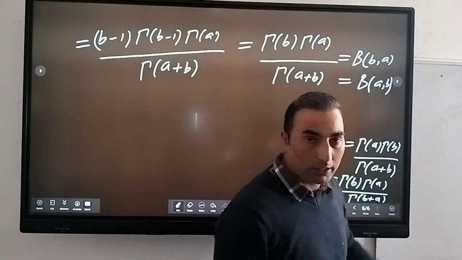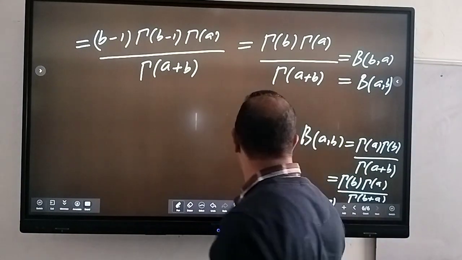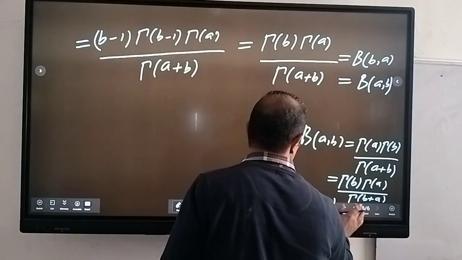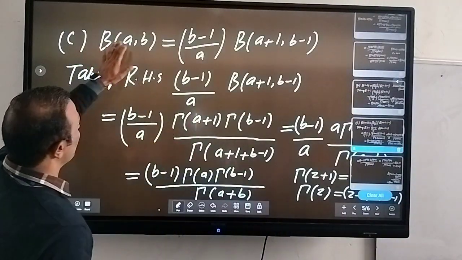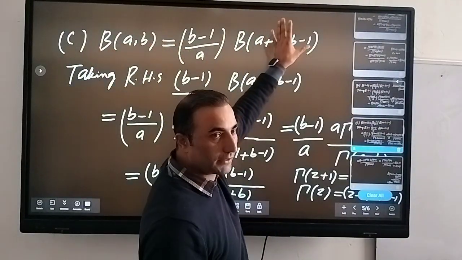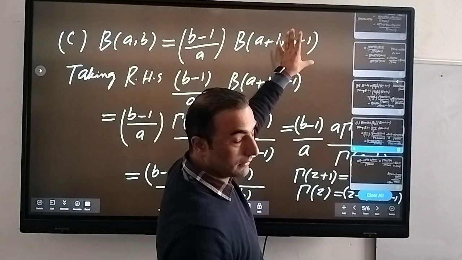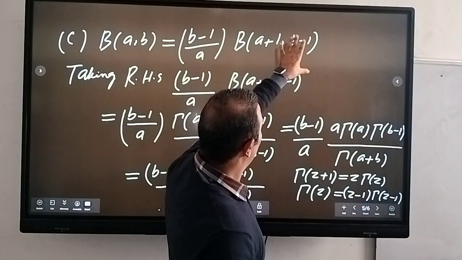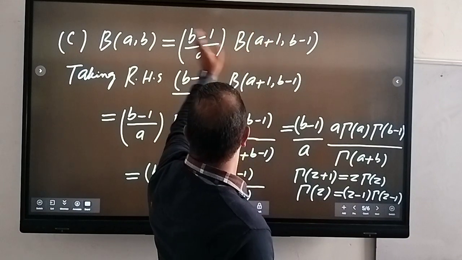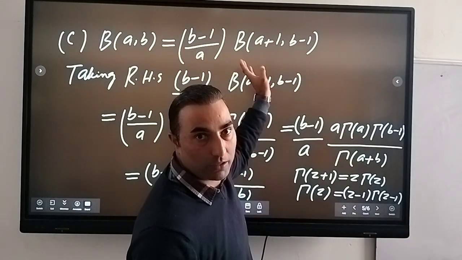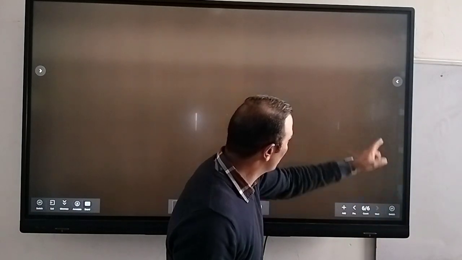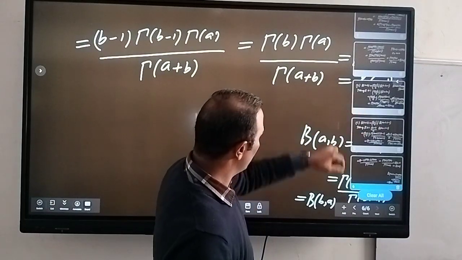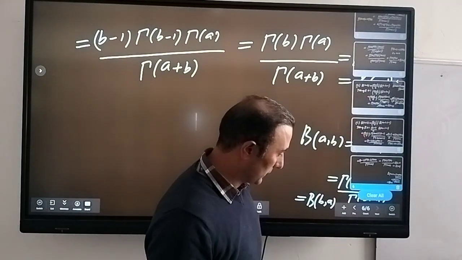But this is our left hand side. So what did we need to prove? If you check, we need to prove that beta of A, B equals this one. But we took this right hand side, and we proved that our right hand side is equal to the left hand side, that is beta of A, B. So this is what we proved here. So that's equal to beta of A, B. Okay.